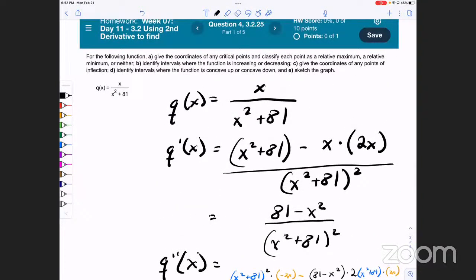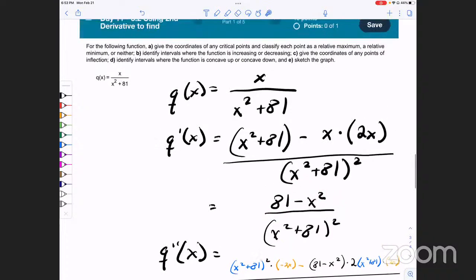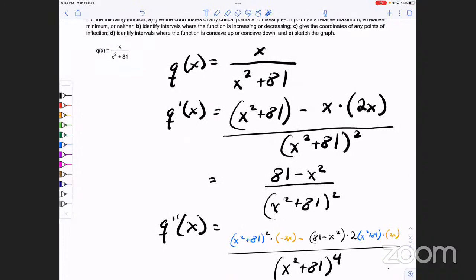Okay, so critical points. So now the critical points come from the first derivative. So if we set the first derivative to 0, it comes from where the first derivative is either 0 or undefined. So a fraction is going to be 0 when the numerator is 0. If what? If x is 9 or negative 9. So the critical points are plus or minus 9. And then we have to find a corresponding y. And then I don't think there's any x that's going to make the denominator 0.